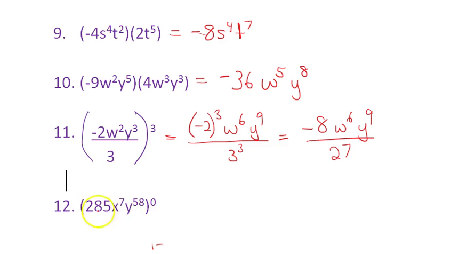And then our last example, I gave you a bunch of ugly stuff, but it's to the 0 power, and anything to the 0 power is 1. So that concludes this review of exponent rules.